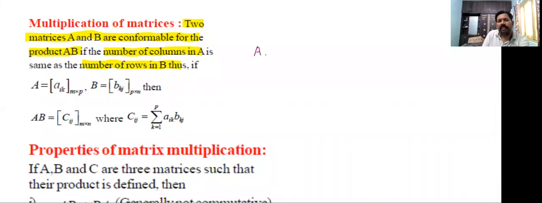A matrix has order 2 by 3. B matrix has order 3 by 2. Here observe that the number of columns in the first matrix is equal to the number of rows in the second matrix. These two being equal, we say that the two matrices exist for multiplication. But after multiplication, what is the order of the matrix? 2 by 2.